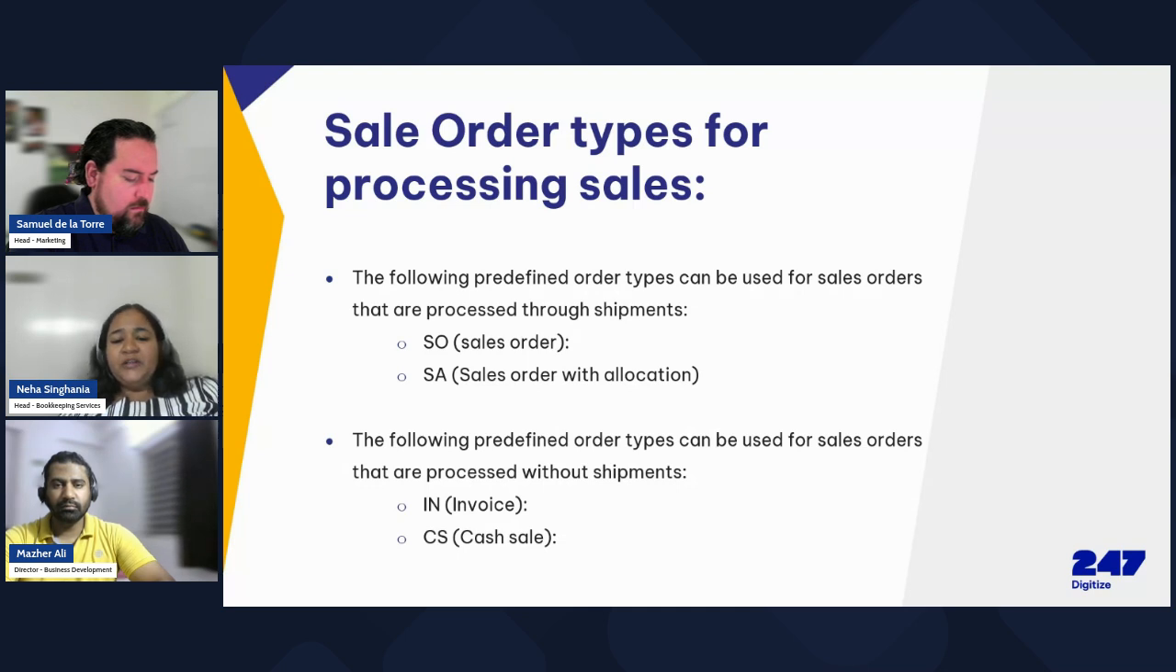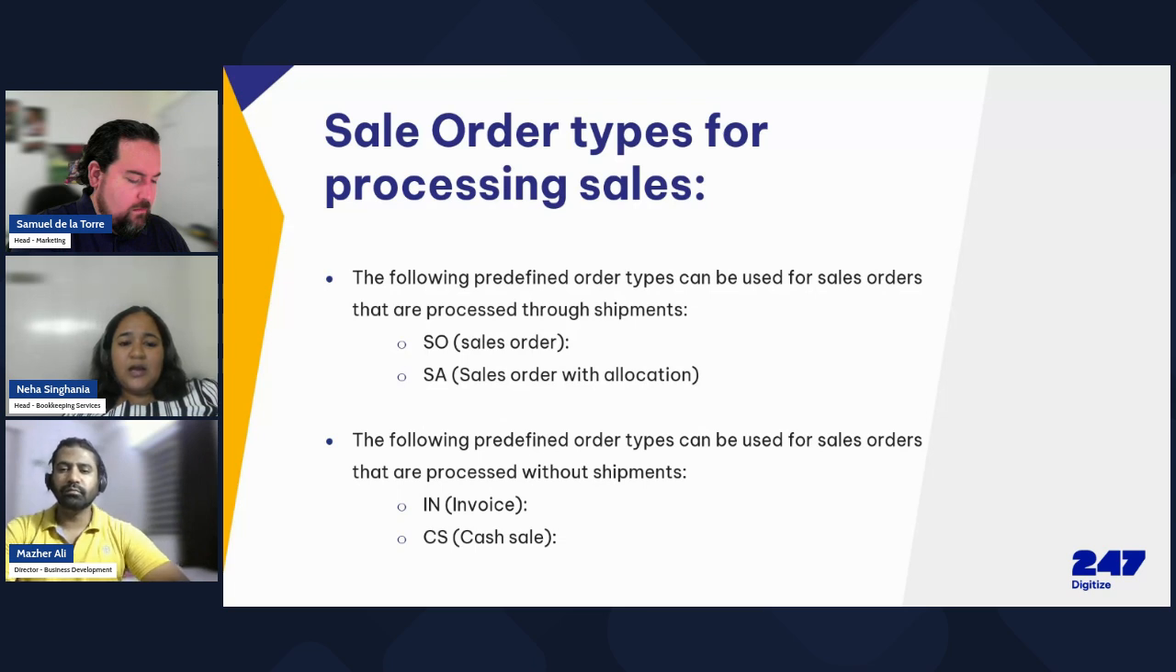The following predefined order types can be used for sales orders that are processed without shipments. So, whenever you have sales orders that need shipments, you have two types of predefined order types, SO and SA. And when the sales are without shipments, you have two predefined order types in Acumatica.